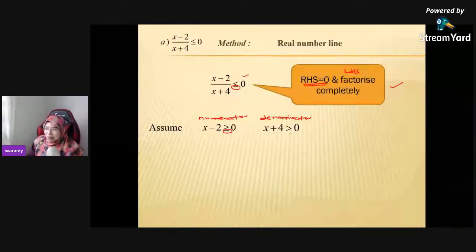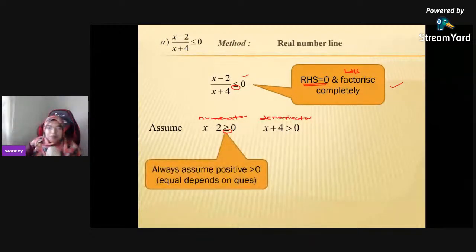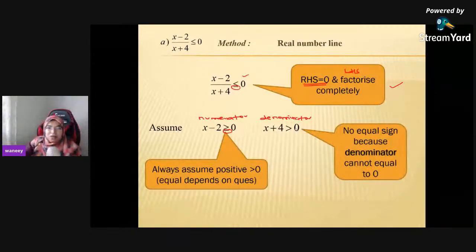Once again, for emphasis, I repeat. If you have equal sign in your question, only numerator will take the equal sign. For denominator, it is always greater than without the equal sign. Okay, so now we're gonna solve to find out what is x. So now, always assume to be greater than 0. The equal sign depends on the question, so that is for our numerator. For denominator, no equal sign because denominator cannot be equal to 0. So this is the fourth time I repeat. No equal sign for denominator.